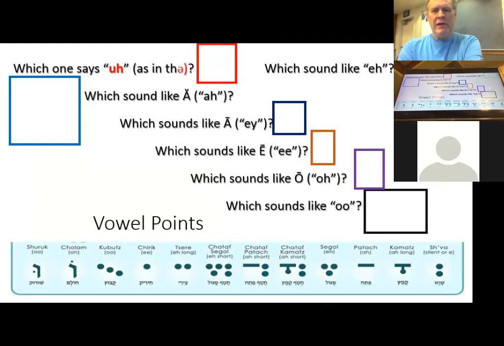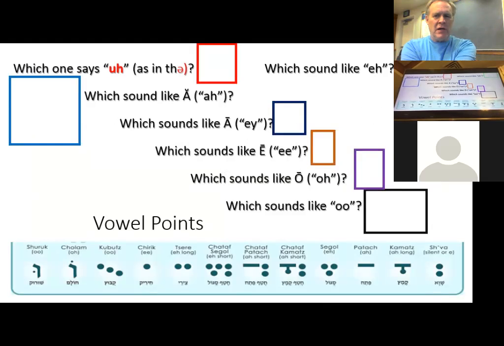So let me go through. In English, we have quite a few different sounds that make up vowels. In Hebrew, there's just 7. They have 7 vowel sounds. There's 12 of them listed at the bottom right there, but they're just 7 different sounds, kind of.